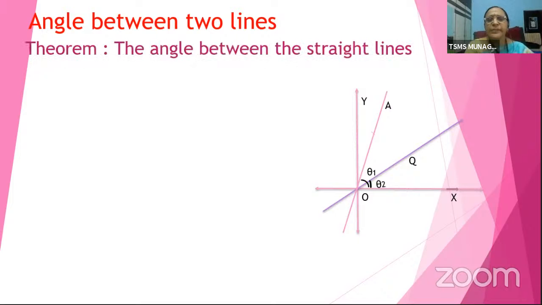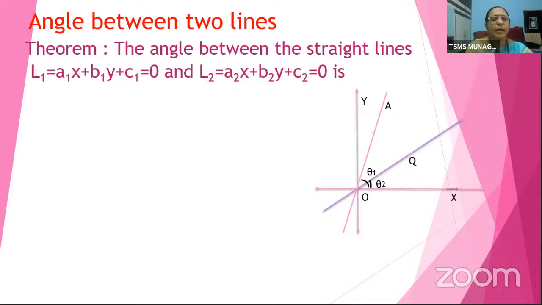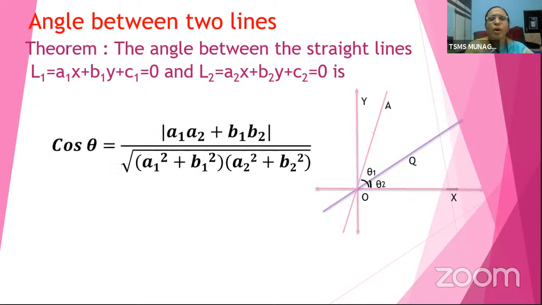So if theta is the angle between the two lines, then how can we find it if the standard form is given? The angle between the straight lines L1, A1x plus B1y plus C1 equal to 0, and L2, A2x plus B2y plus C2 equal to 0, is given by the formula cos theta is equal to modulus of A1 A2 plus B1 B2 by root of A1 square plus B1 square into A2 square plus B2 square.